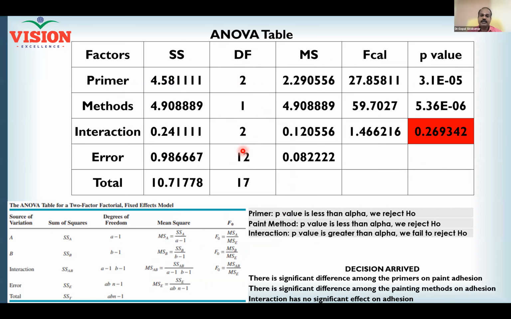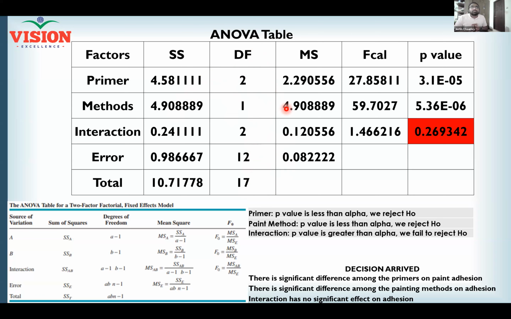And how to calculate the error degree of freedom? Total minus primer, method and interaction. Very good. Total minus the other degrees of freedom, which is 5. 17 minus 5 is 12. Now you understand everything.